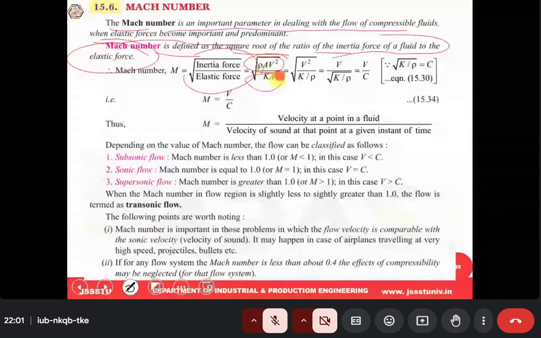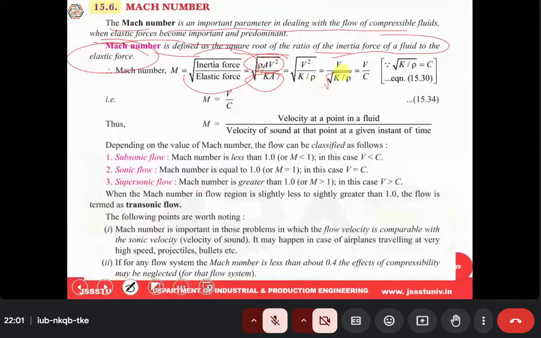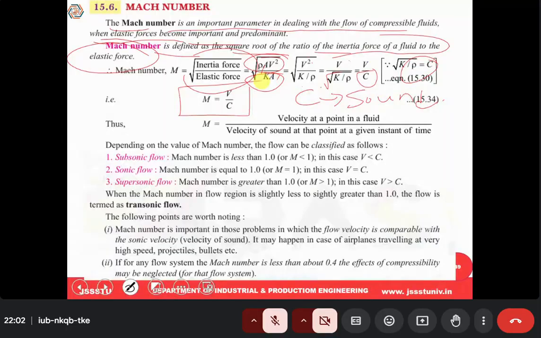Therefore A gets cancelled. Then if you take the denominator to the rho, V square by K by rho, the root and square get cancelled. Then this root of K by rho they call it C, where C is nothing but a very important term called sound velocity. So now I can define Mach number as V by C. V means velocity of the fluid, and C means velocity of the sound. Therefore this ratio will give the Mach number.